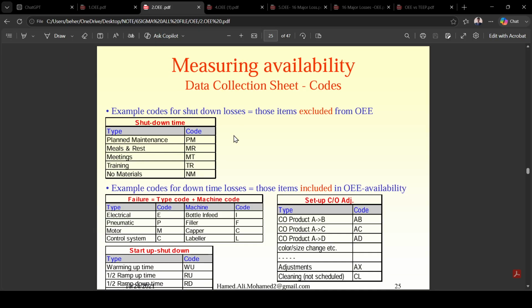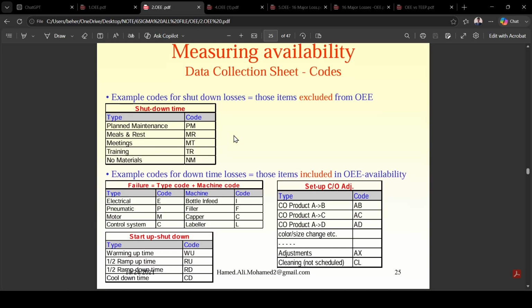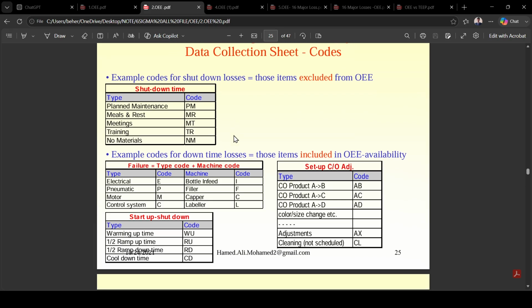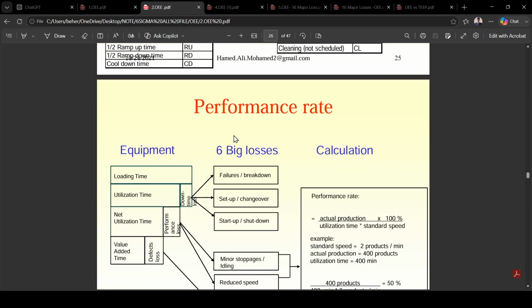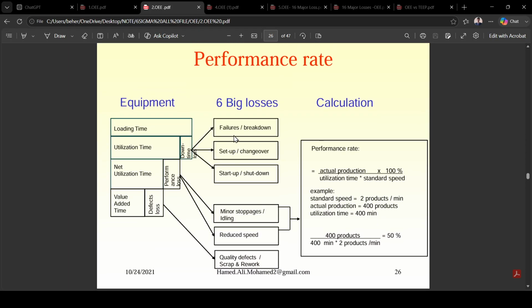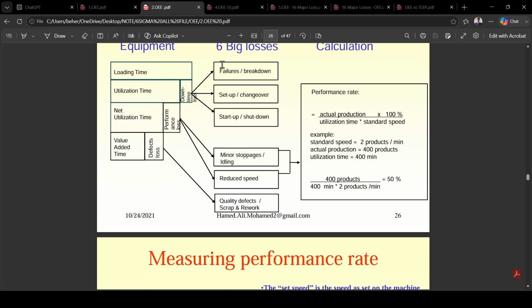Another, measuring availability, data collection sheet codes. So it mentions the different types of data: plant maintenance PM, meals and rest MR meetings, empty traffic, non-materials and MCM types. So the short forms will be clearly explained. Then performance rate. There are different types in performance rate; on the right side you can see how to calculate the performance rate. Then you can understand.